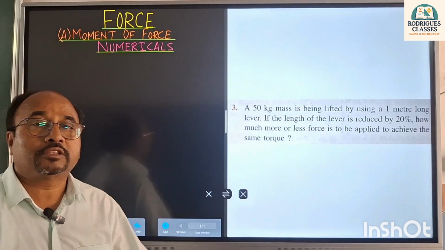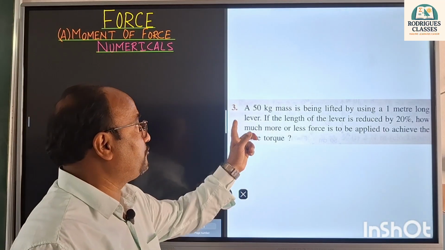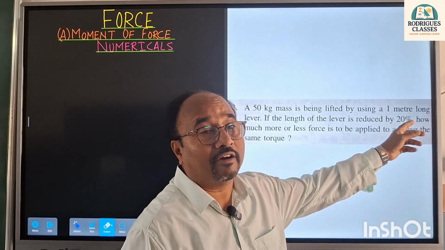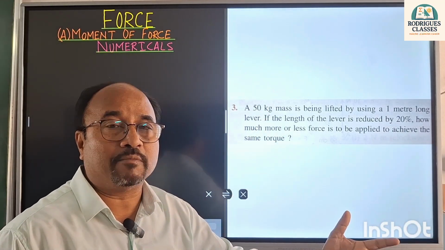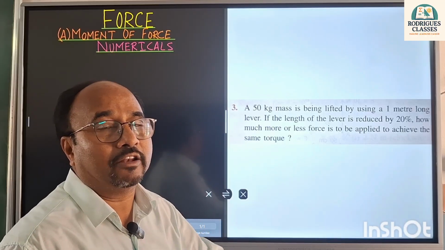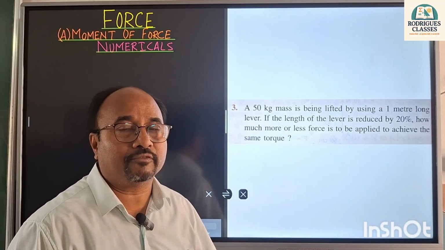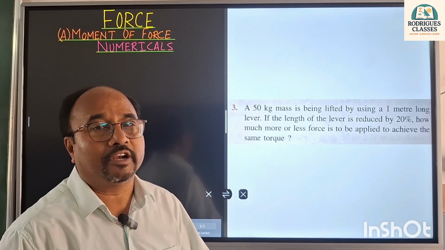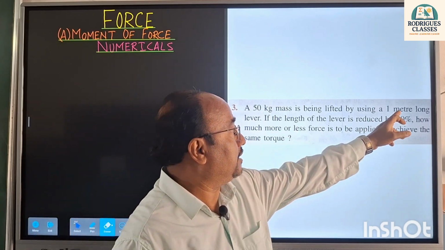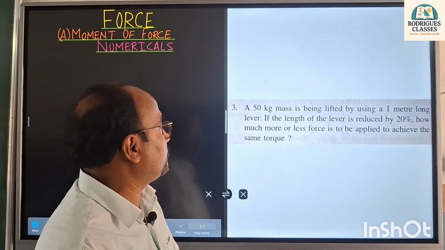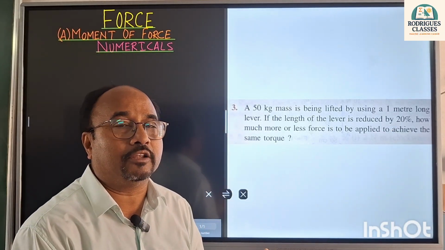Now let us come to the third numerical. Now the level will increase a little bit. Okay, so let us see the sum. A 50 kg mass is being lifted by using a 1 meter long lever. So this is the mass given. We can convert that mass into weight by taking the same value in terms of kgf, because you know that a mass of 1 kg has a weight of 1 kgf. So this we'll be taking as weight, and then the length is 1 meter, meaning perpendicular distance is 1 meter. Now if the length of the lever is reduced by 20%, so the length will be reduced.